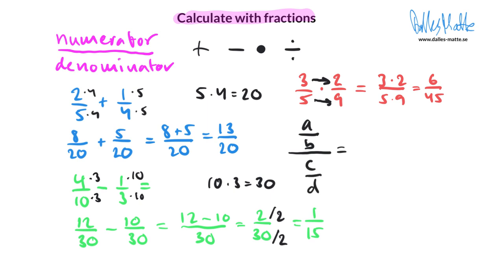Then you can write this like A multiplied by D, divided by B multiplied by C. We make an example for this also. If I have 1/9 over 3/4, then you can first, if you want to, we are going to use this one now. This is very good to have knowledge about.